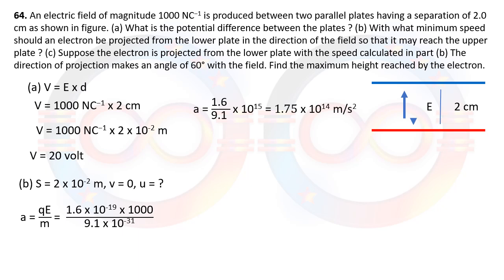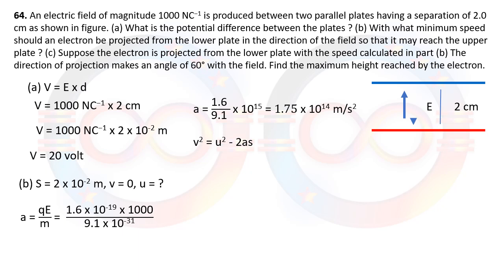If we simplify this, the acceleration, or rather retardation, will be 1.75 into 10 raised to 14 meter per second square. Now we are using a simple formula of kinematics. That formula is u square minus 2as is equal to v square. Negative I have taken because it is the case of retardation.